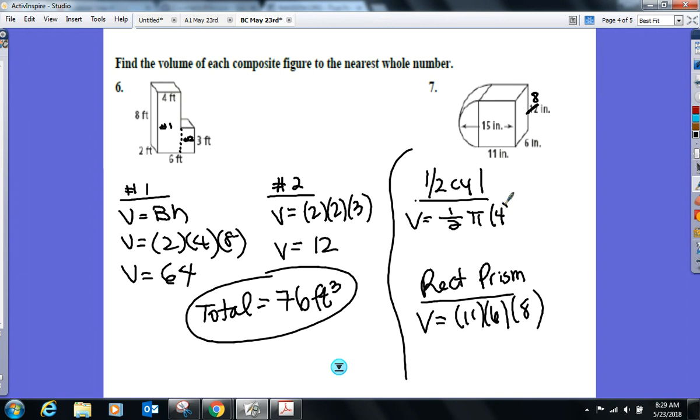All right. Questions on why it's 4. You can go 15 minus 11. That gives you the radius. Or, this whole side here, this edge is 8. Half of it would be 4.